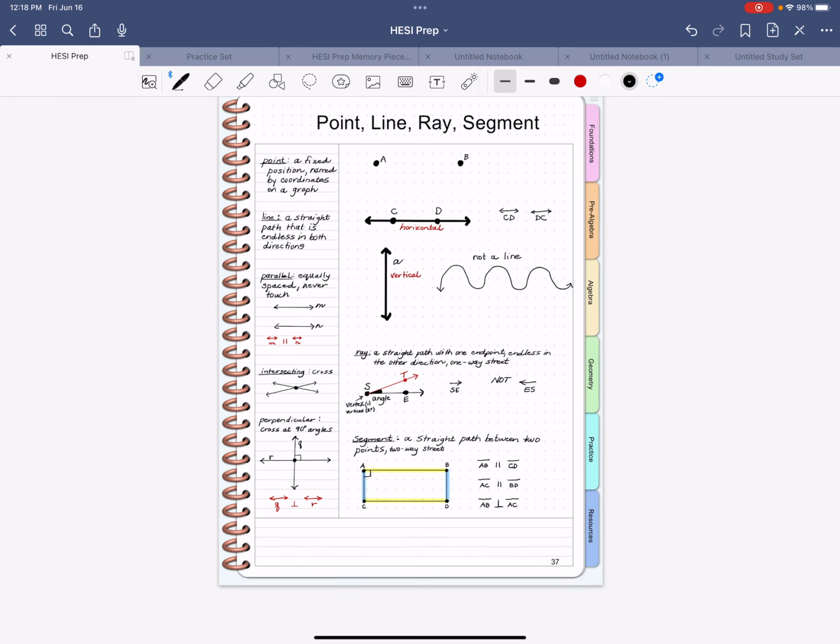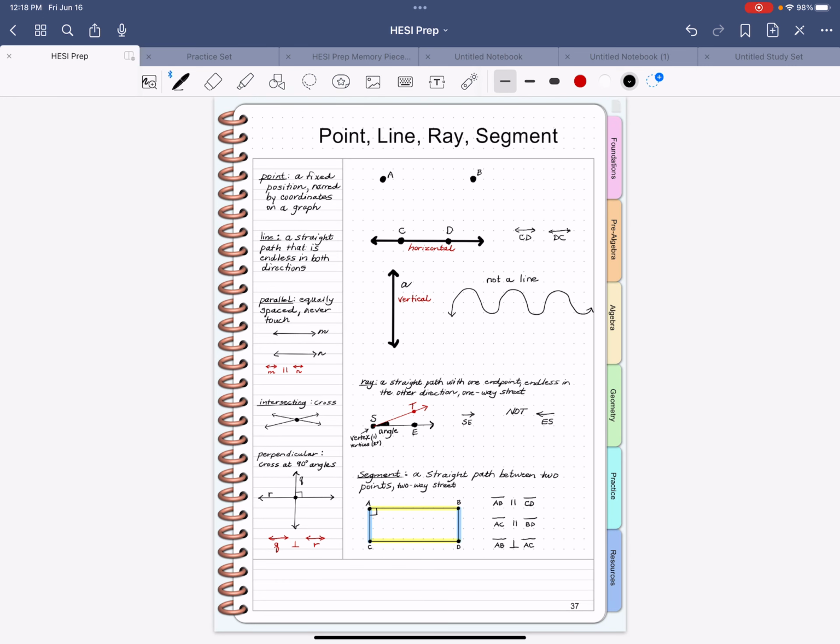So once you get the vocabulary built in, you can start to use that vocabulary to describe relationships in geometry. Geometry is very, very heavy on vocabulary. And to truly understand it and to speak the geometry language, you have to know the vocabulary.